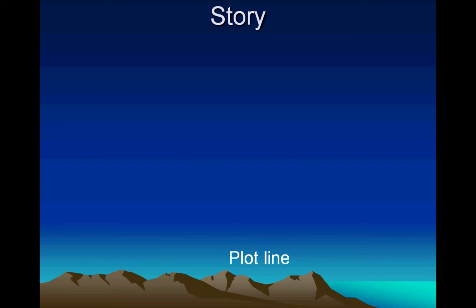A plot line looks more like a pyramid with an extended base. Any story, even if it is a little joke, starts with what we call an exposition, where the writer or the narrator exposes characters and setting. A setting is the time and the place of the story. It's very important for the reader to know where and when the story takes place. So the first part of a plot line is the exposition.